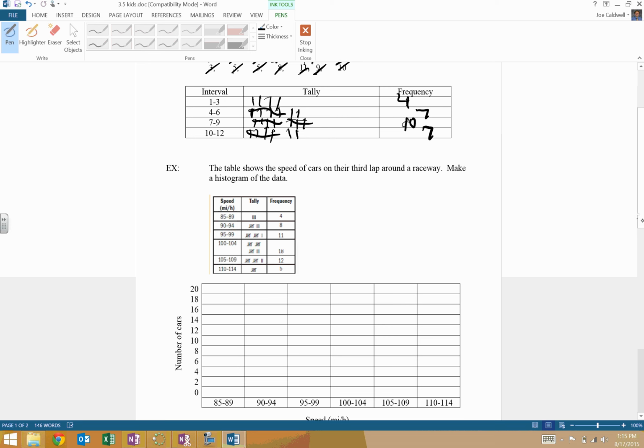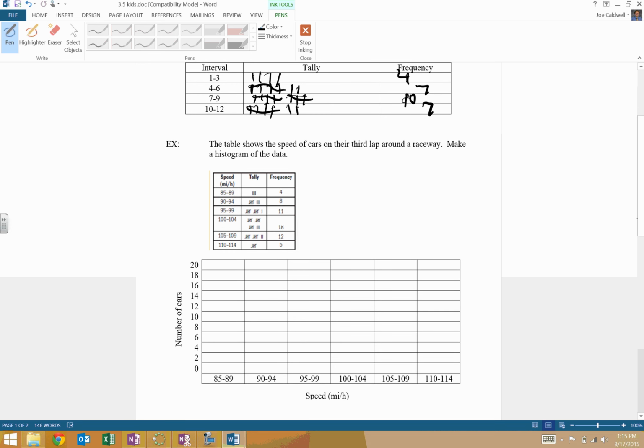A histogram is very similar to a bar graph. Notice we have equal intervals on the side, like a scale, an equal scale on the side. It's labeled. The different intervals go on the bottom. So instead of having category labels like we did with sports or something, all the interval labels are going to go on the bottom. So notice we have 85 to 89, 90 to 94, and so on. And so the frequency is always going to be on the left. The intervals are always going to be on the bottom.